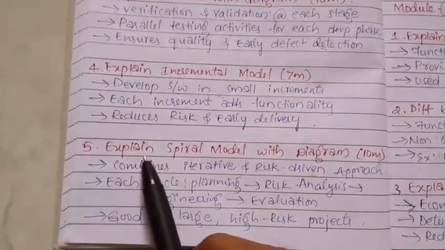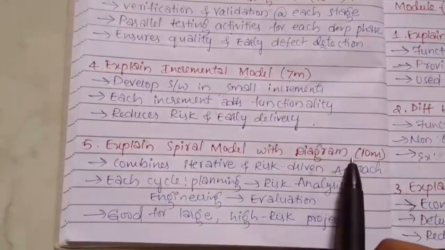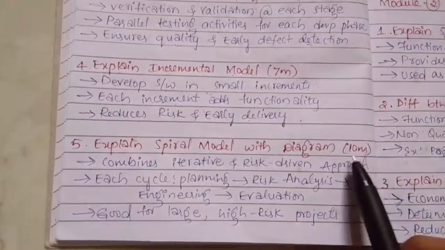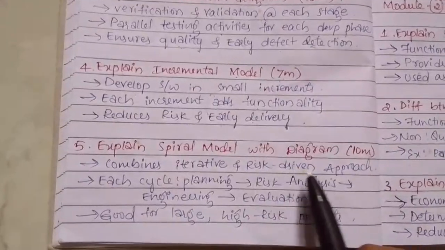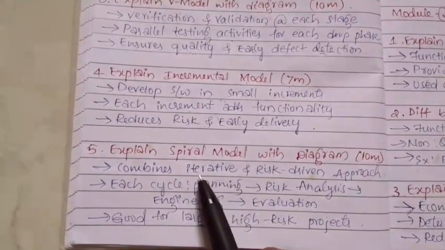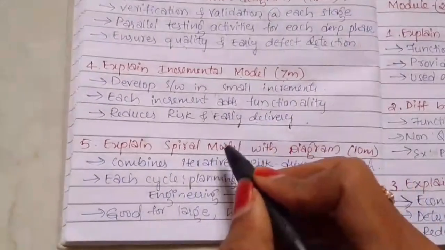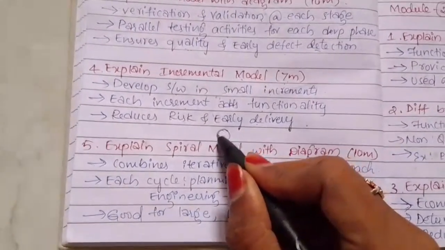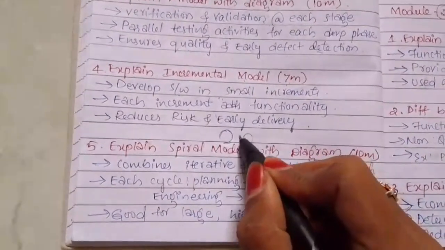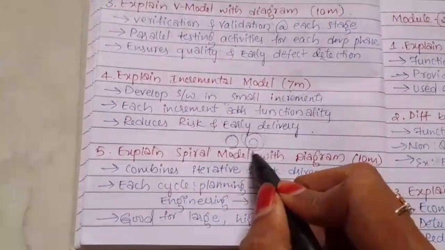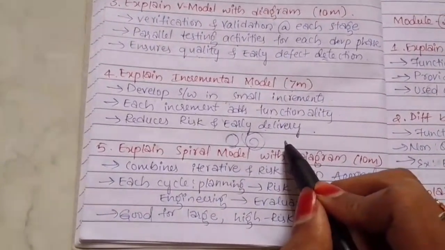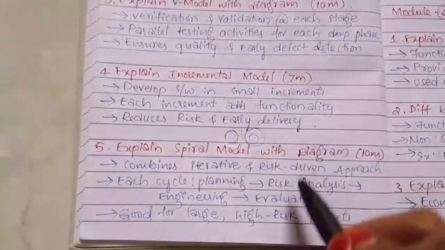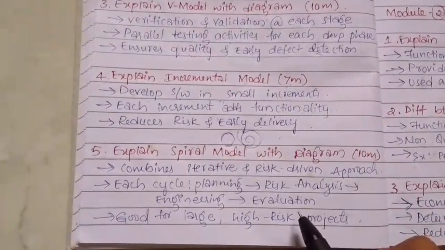And the next question is: explain the spiral model with diagram. This is asked for 10 marks. It combines the iterative and risk-driven approach. Spiral means you can see a circle, rounded. Spiral means it should be like this, right? It is like this. That's why spiral. It is iterative. It has the loops and a risk-driven approach.